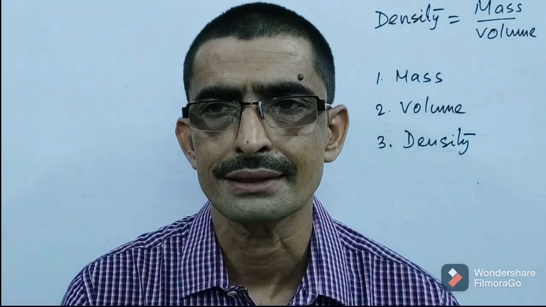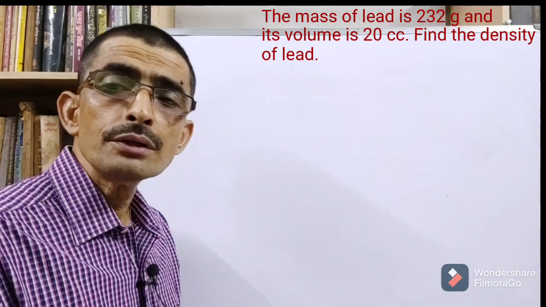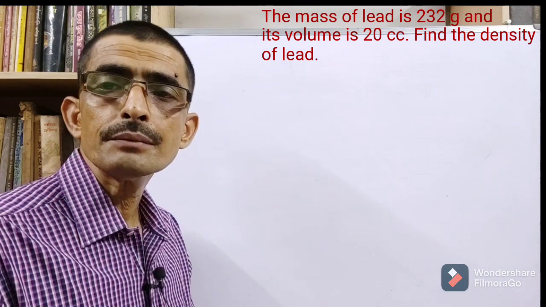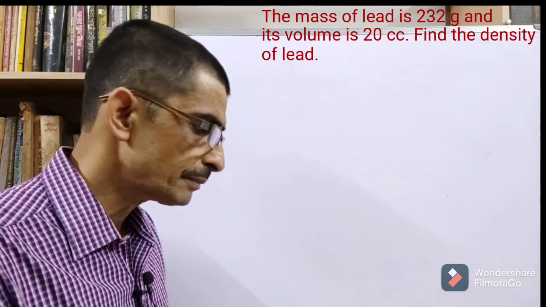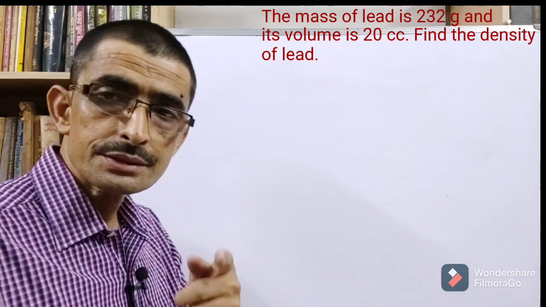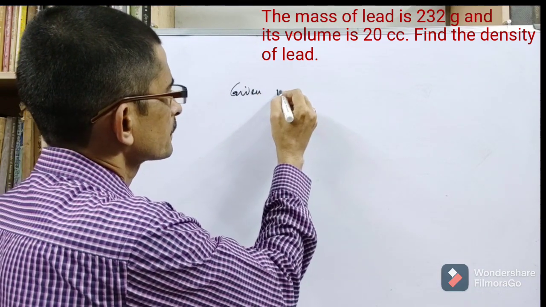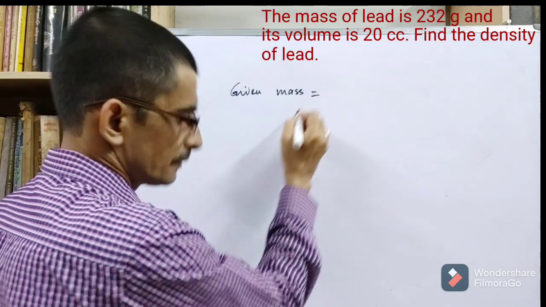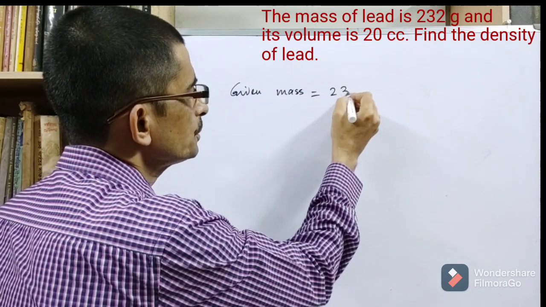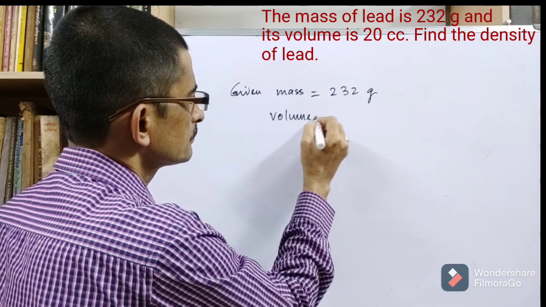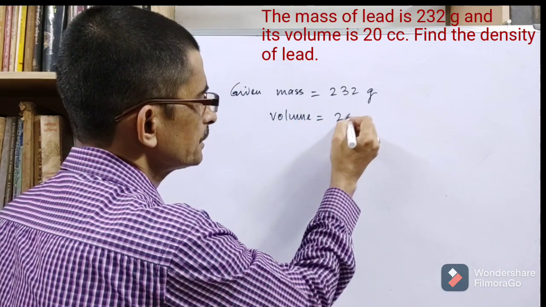So let's start. In this sum, mass and volume both are given directly. So we will find out density by using that formula. Density is equal to mass by volume. Let's write. Given, mass is equal to 232 gram, volume is 20 centimeter cube.